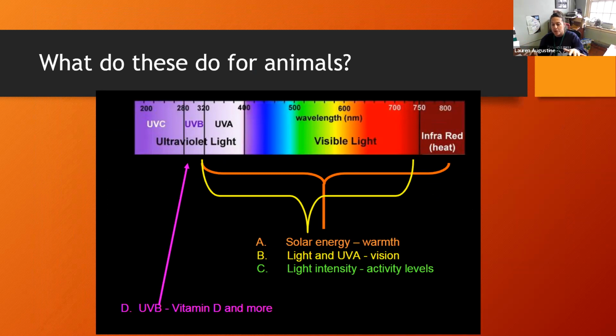So that's why I tried to focus on the benefits of these spectrums and go from that into the details. We're going to look at it in 4 different ways. The solar energy, which is providing warmth to our animals, then light and UV, which we use for vision, and then light intensity, which dictates activity levels. You can think of their circadian rhythms, their seasonality, their daylight cycles in that category. And then highlighting UVB, because that has been really focused on in herpetoculture specifically, but also for mammals and birds very strongly in terms of calcium metabolism and vitamin D synthesis. So we'll look at UVB as well.